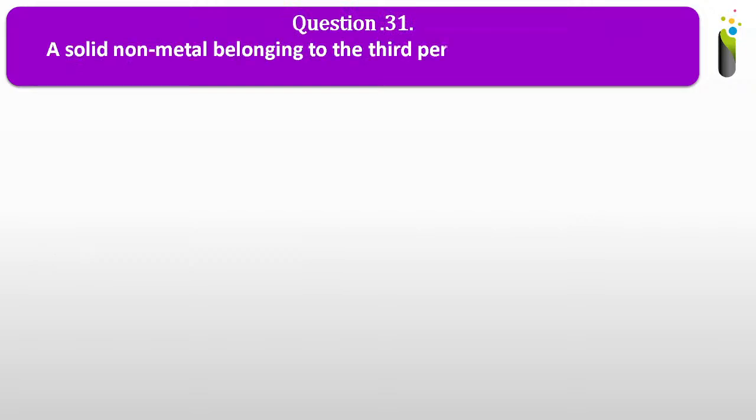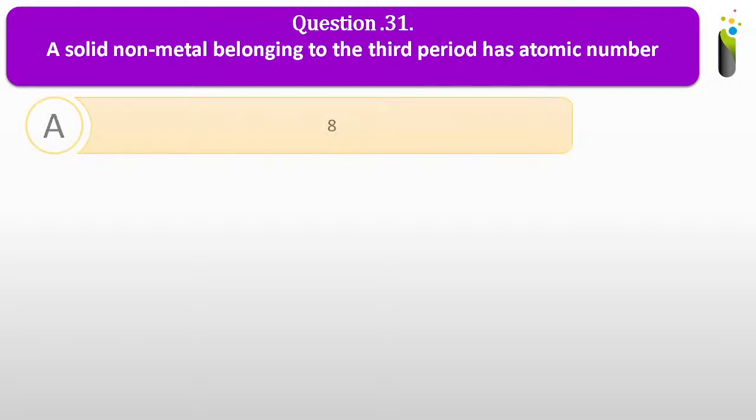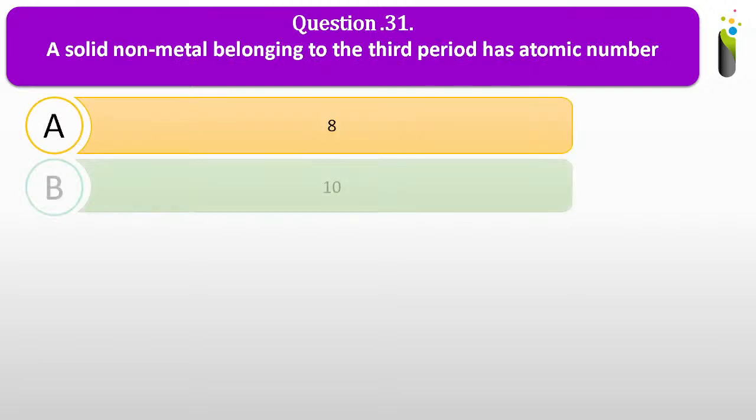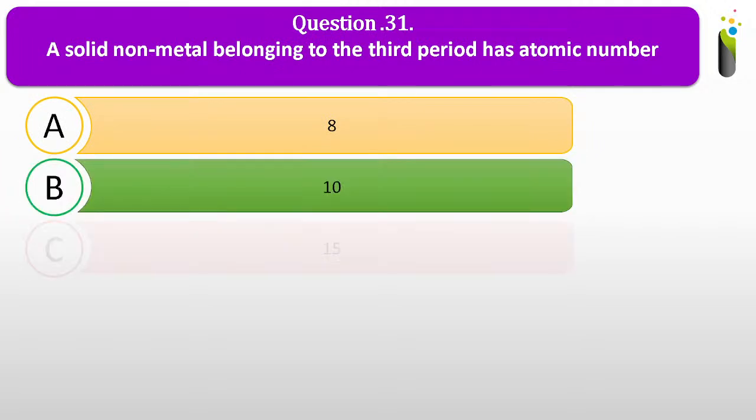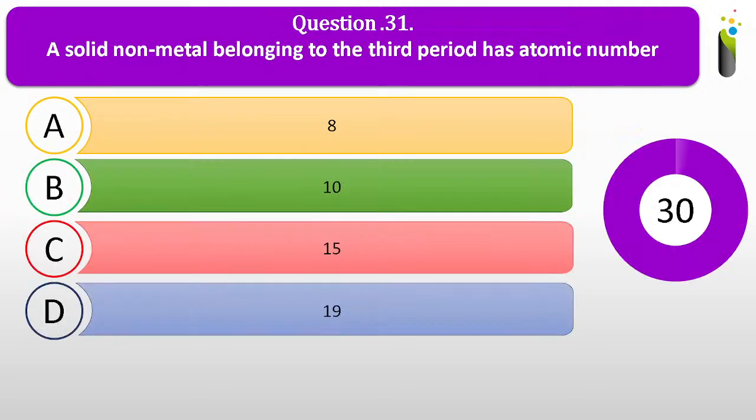A solid non-metal belonging to the third period has atomic number dash. A, is it 8? B, is it 10? C, is it 15? D, is it 90? So answer me for question number 31. A solid non-metal belonging to the third period has atomic number dash.